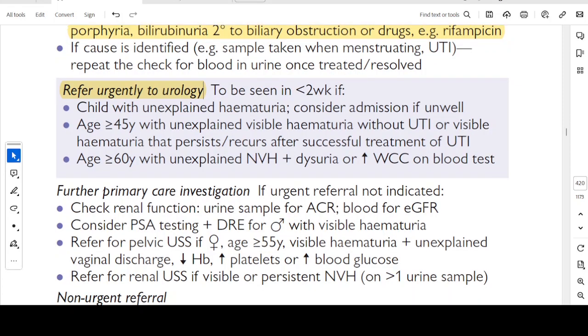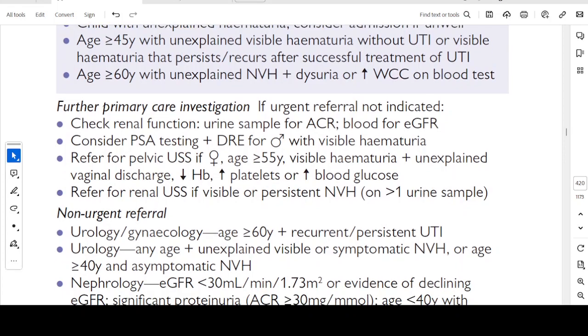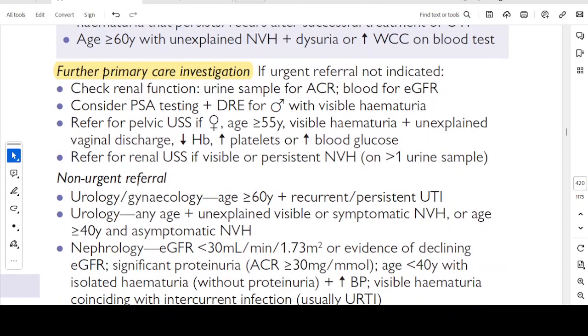And if the age is more than 45 with visible hematuria which persists. Further primary care investigation: if urgent referral is not indicated, check the renal function test, urine sample for albumin creatinine ratio, or blood for eGFR. Consider PSA testing plus DRE for males with visible hematuria.